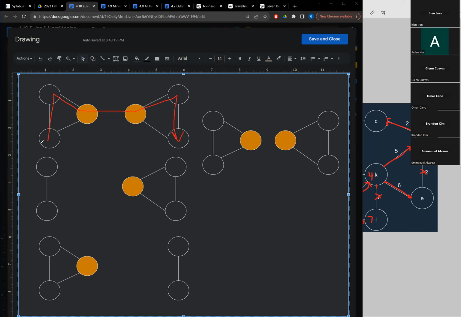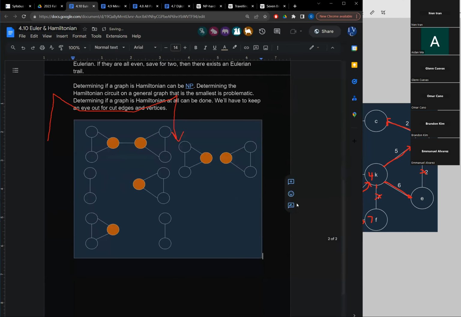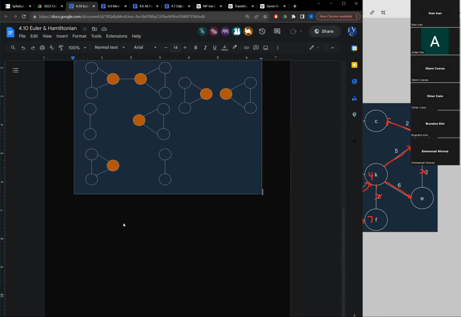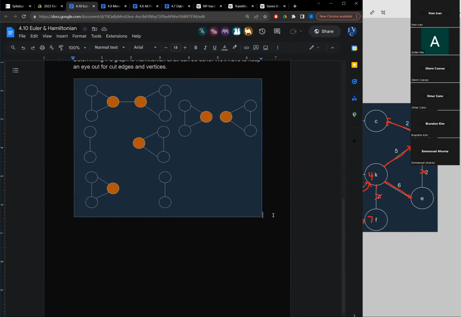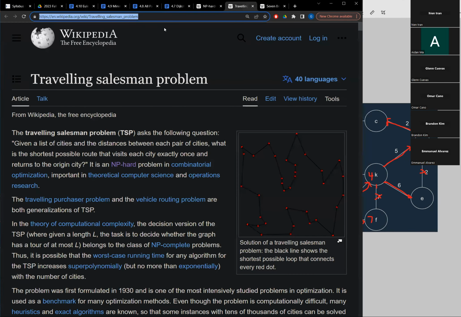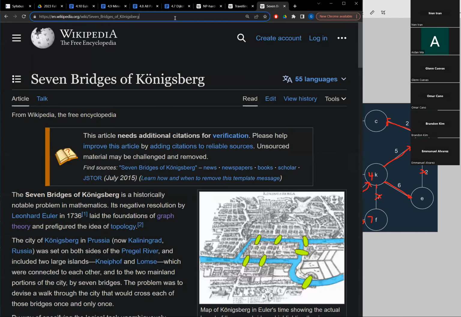So basically, I'll start from the perimeter. We'll definitely start from the perimeter and make sure that we're not going through a vertex that causes us to become disconnected from the other ones. All right, solving for the smallest one of all that could be there, that's where things get really, really bad. I'll just put the link: traveling salesman, and the seven bridges.